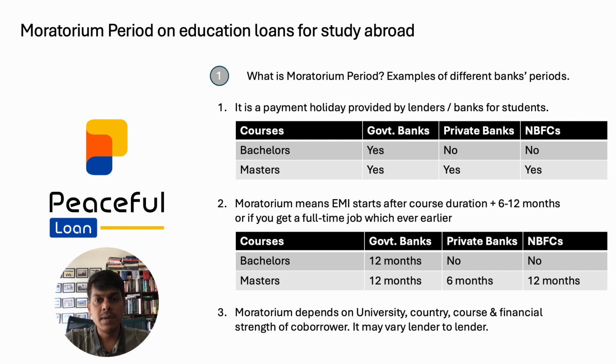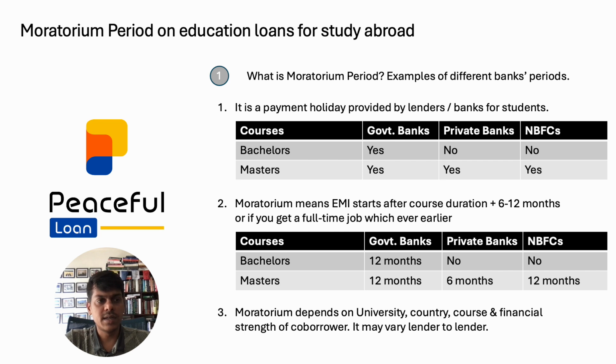When it comes to NBFCs like HDFC Credila, Avanse, Incred, Auxilo, and many more, for bachelor's courses, there's no moratorium period. For master's courses, they generally offer a moratorium period. Now, the next obvious question which comes to mind is how long is this moratorium period, right? Moratorium period generally is course duration plus 6 to 12 months, or you get a full-time job, whichever happens earlier.